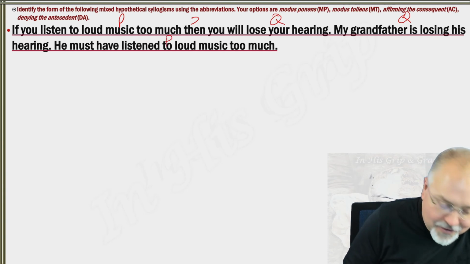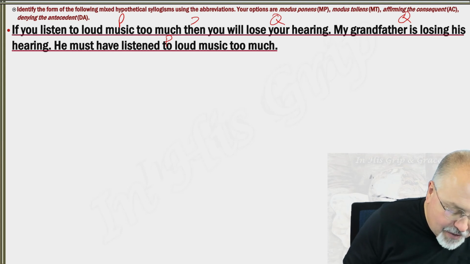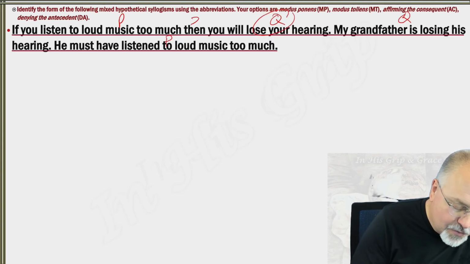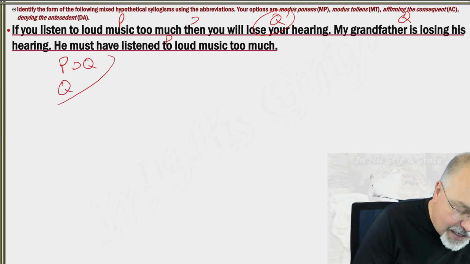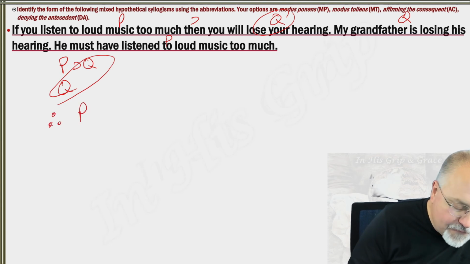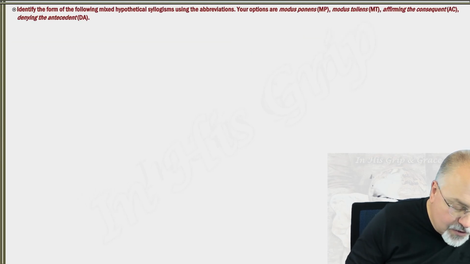I'll give you a second to think about it. It is, okay, it's affirming the consequent, isn't it? And so this would be, if P, then Q, it's affirming Q, the consequent, therefore P. This is the fallacy of affirming the consequent. Okay, let's do another one.